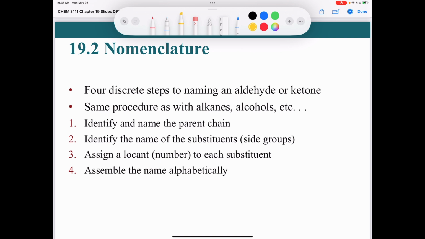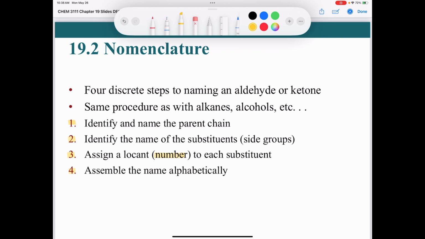But when it comes to naming aldehydes and ketones, it's going to be the same procedure that we saw with alkenes, alkynes, alcohols, etc. The first thing we're going to do is find the longest parent chain that contains our functional group. We want to give the functional group the lowest number possible. We want to identify and name the substituents, so 2,3-dimethyl, etc. We want to give a locant, which is just a fancy word for a number, to each substituent. And then you put the name together alphabetically. Okay, so ethyl comes before methyl, right? Bromo comes before chloro, etc., etc. Same old rules that we see all the time.